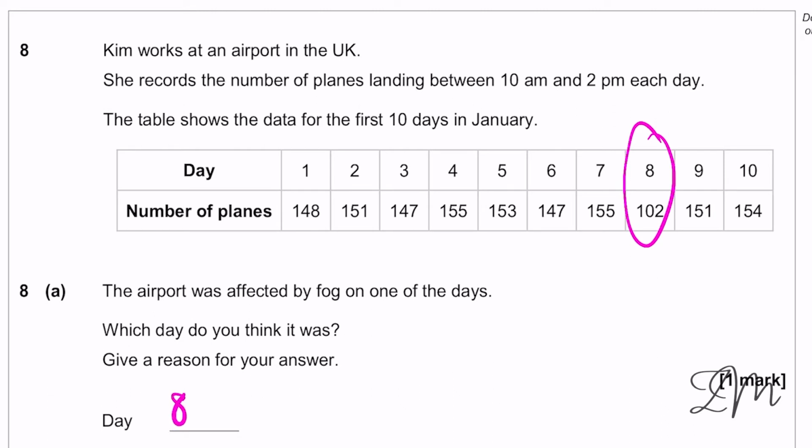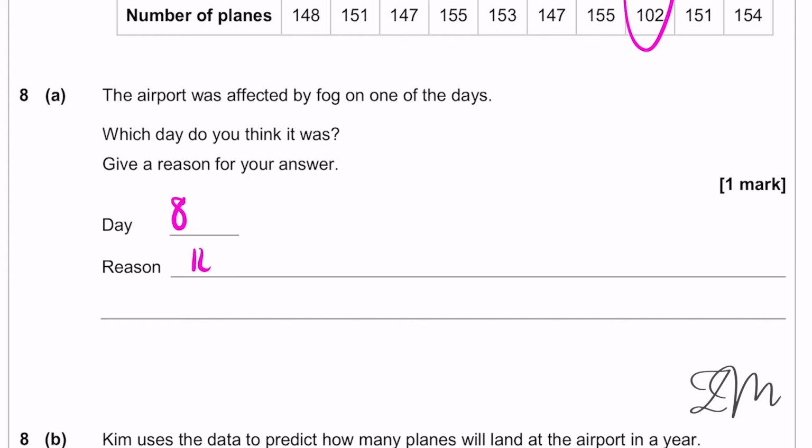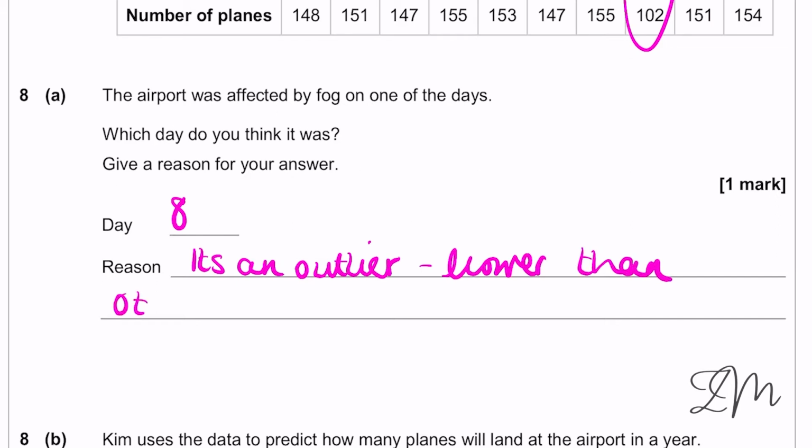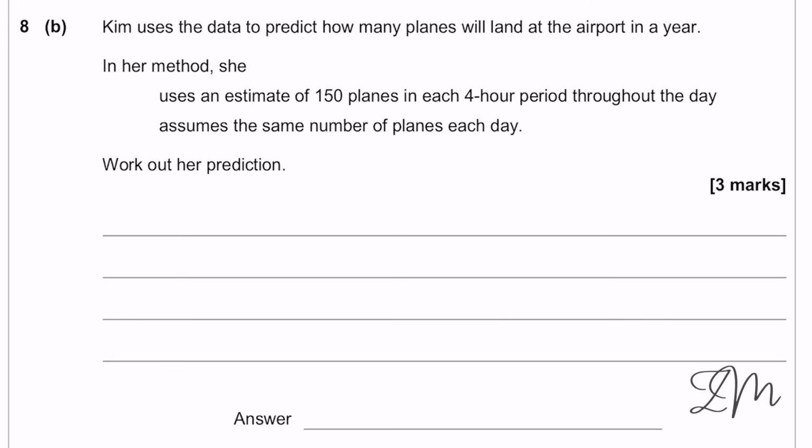And the reason would be it's lower. All the other days were out of 140. It's an outlier. Anything along those lines, just something that shows that you recognise that it's lower than the other values. The others are all around 150. That one is significantly lower. Kim uses the data to predict how many planes will land at the airport in a year. In her method, she uses an estimate of 150 planes. Work out her prediction.